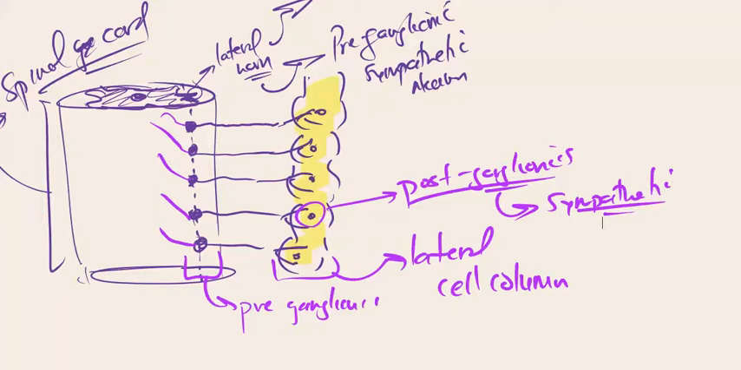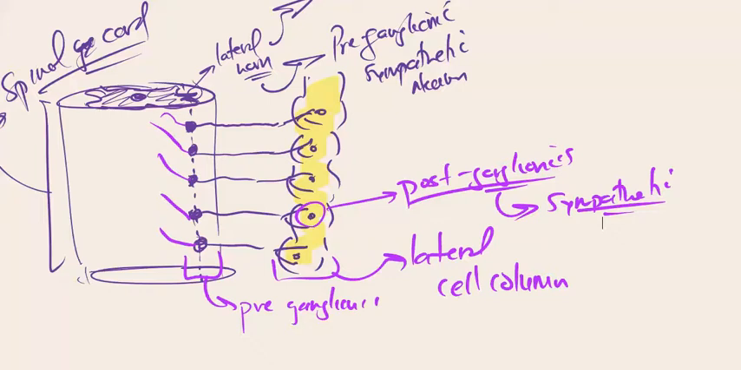Sympathetic, preganglionics, lateral cell column. So the preganglionics are found in the lateral horn. Postganglionics are found either in the lateral cell column, or you have what are called the pre-aortic ganglions. They can also be found around that region as well.